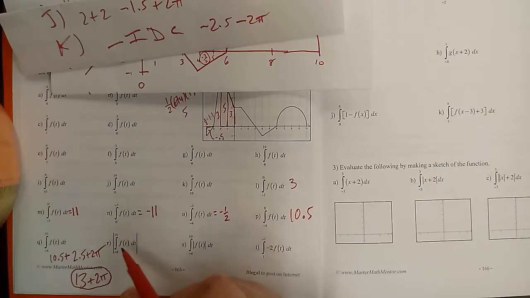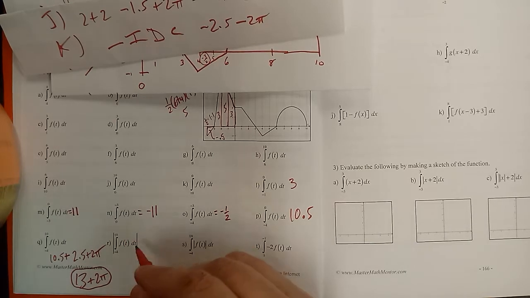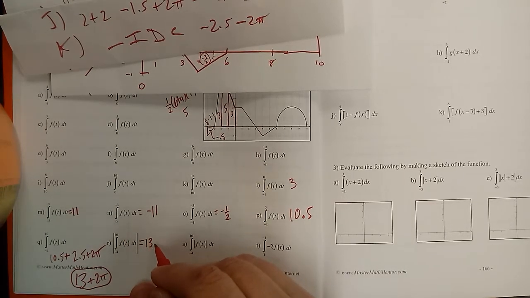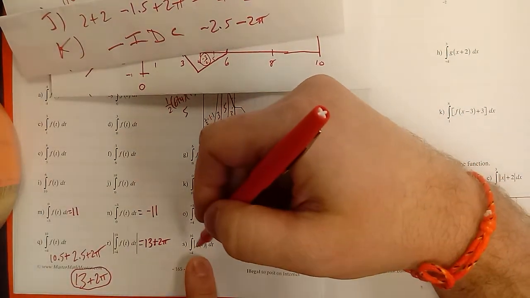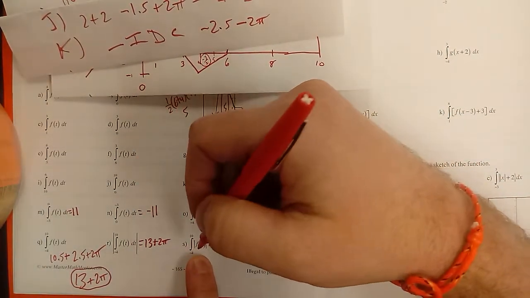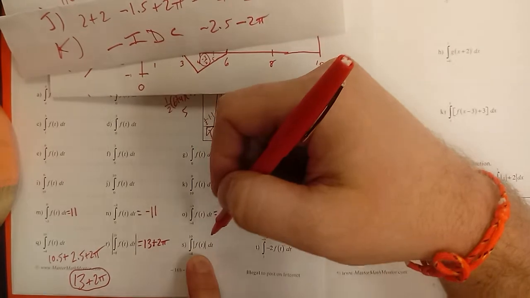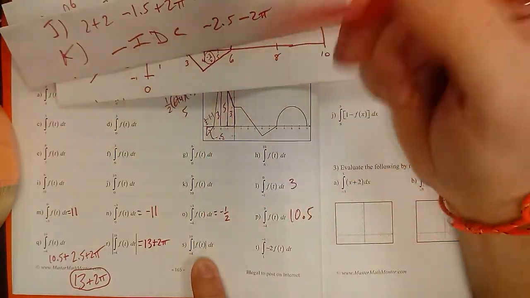Now it says take the absolute value of that answer. See how the absolute value bars are on the outside of everything? That stays the same then, 13 plus 2 pi. But then it says, hey, what about the integral of the absolute value of our function? So this is where it's a little different.